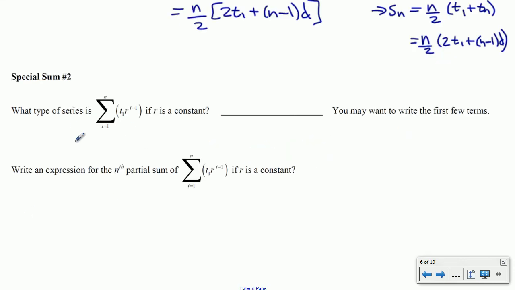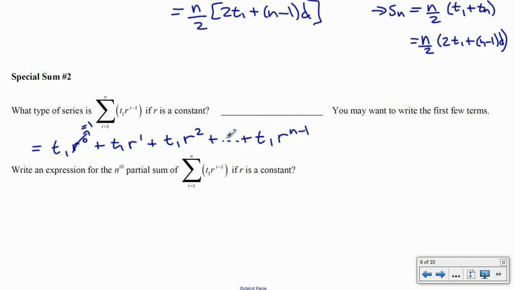Looking at special sum number 2, what type of series is this if r is a constant? So let's go ahead and write out a few terms. The first term would be t1 times r to the 0, which would just be t1. The second term would be t1 times r to the 1. The third term would be t1 times r squared, and so on, to the nth term, which would be t1 times r to the n minus 1.